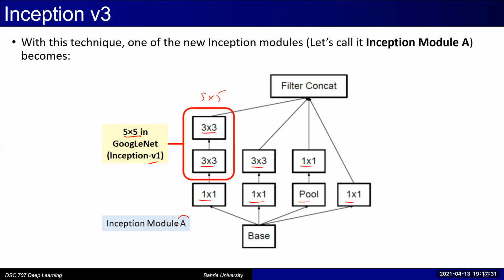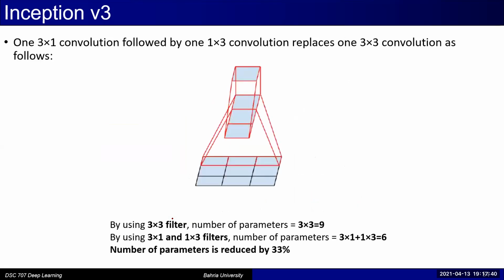And they call it Inception Module A. Why A? Because there is a B and a C coming up as well, which are more or less similar, but the amount of factorization is different. Now extending the same idea, just like you can factorize a 5 by 5 convolution, you can factorize a 3 by 3 convolution into two convolutions, 3 cross 1 followed by 1 cross 3. And how much are we gaining in this case? In a 3 by 3 convolution, you have 9 parameters, and if you replace it with two convolutions, the total number of parameters is 6. So again, the reduction is around 33%, from 9 to 6.